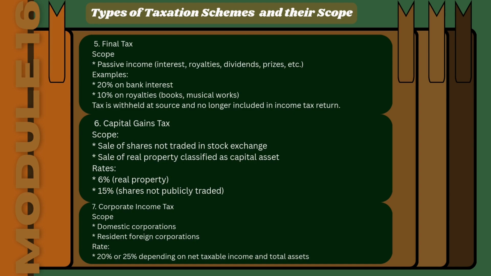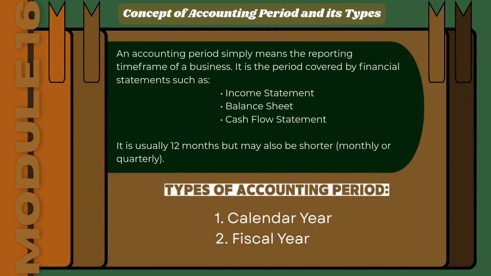7. Corporate income tax. Scope: domestic corporations and resident foreign corporations. Rate: 20% or 25% depending on net taxable income and total assets. Concept of accounting and its types. An accounting period simply means the reporting time frame of a business. It is the period covered by financial statements such as the income statement, balance sheet, and cash flow statement. It is usually 12 months, but may also be shorter, monthly or quarterly.